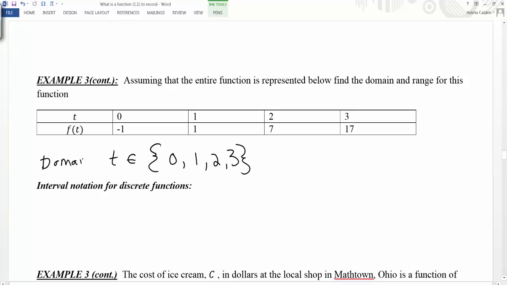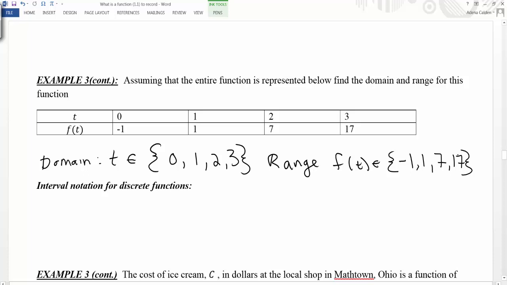Similarly, I can do the same thing for my range. My range is going to be f of t, and I'm going to list all the values that f of t can take on. So -1, 1, 7, and 17. So these are the values for my range.